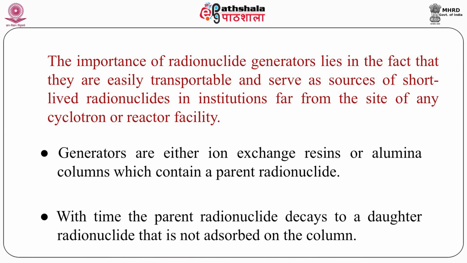With time the parent radionuclide decays to a daughter radionuclide that is not absorbed in the column. We are talking about, in a few more slides, that the parent is in the alumina column and the parent is decaying, and the technetium which is being generated is not going to absorb, it is going to remain free, and that's what we are able to elute by putting saline in the pertechnetate form.